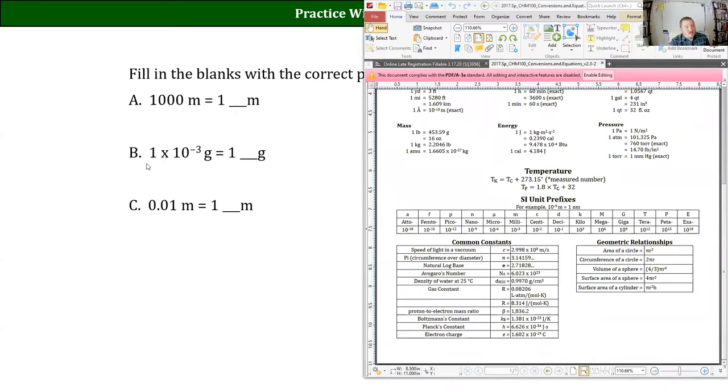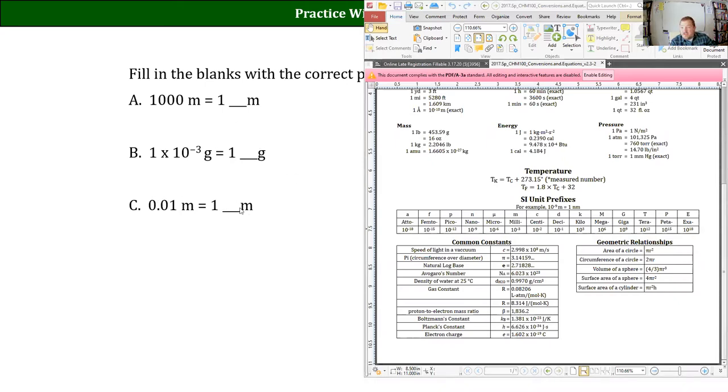If we have 1 × 10⁻³ grams, you might have to think about it a little bit. 10⁻³ is 1,000th, right? It's 1/1,000. So 10⁻³ grams is a milligram. 0.01 meters is 1 centimeter. Very good.